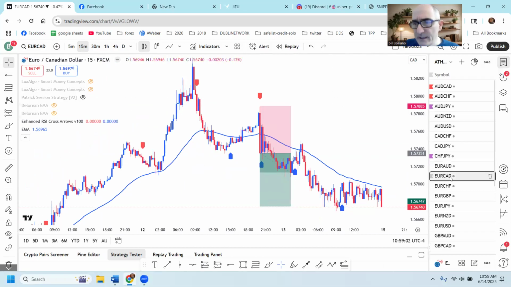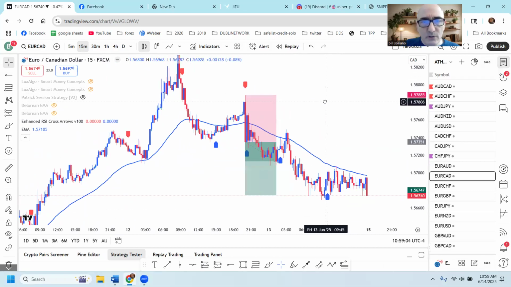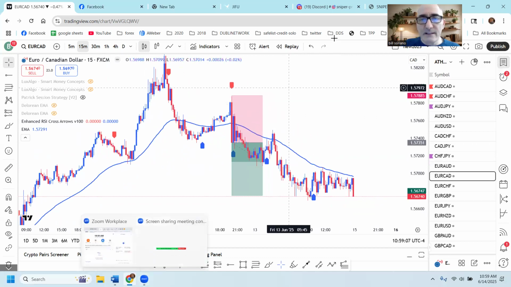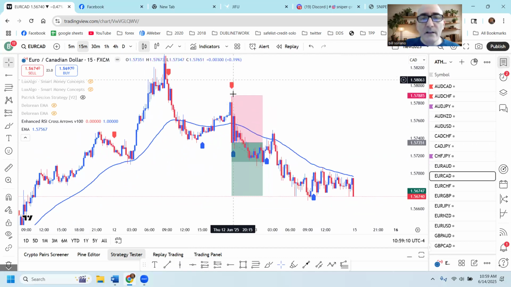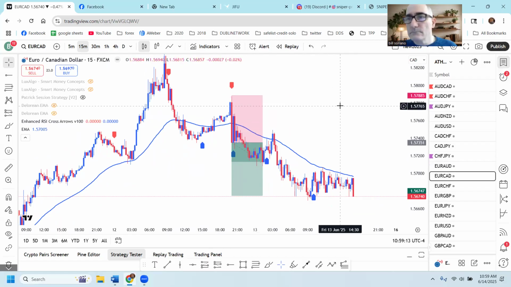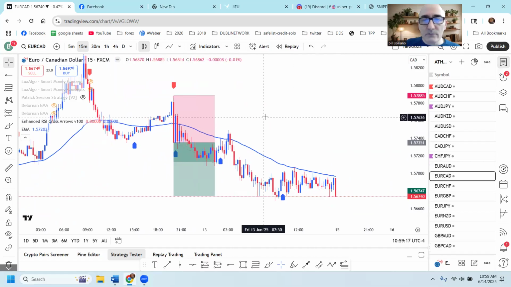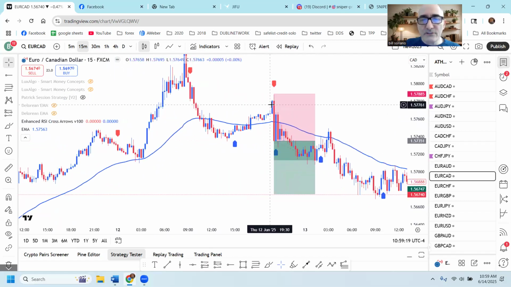So what I'm going to show you today is EURCAD. I have the conditions set up here, so we're waiting for the alert to come out. Okay. And then on that candle that the alert comes out, we want price to cross the 55 EMA. And this blue line here is the 55 EMA.